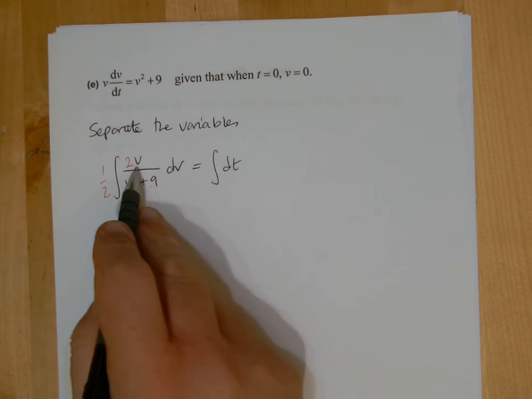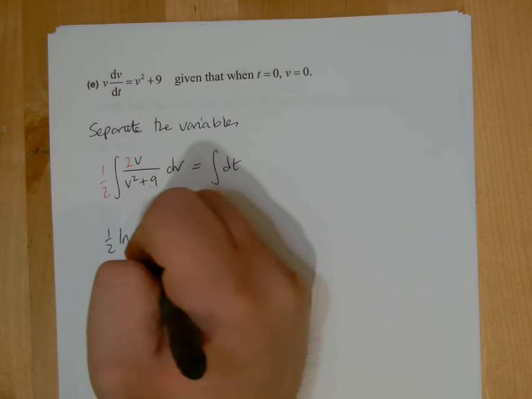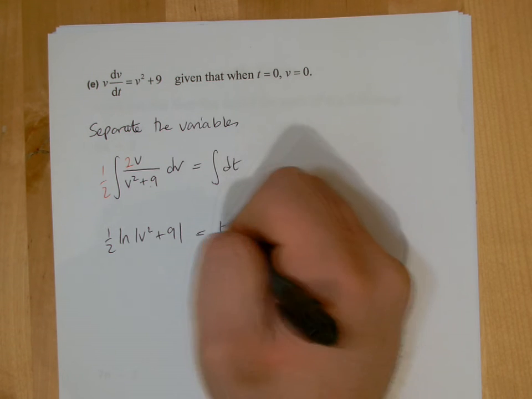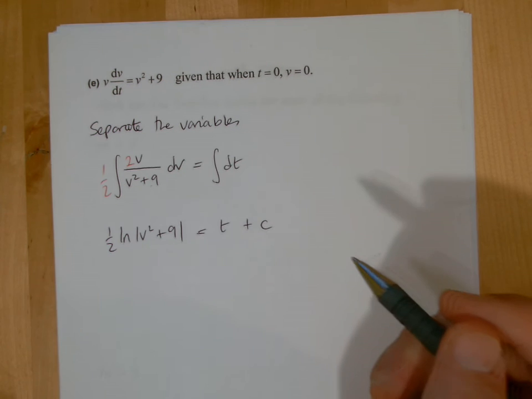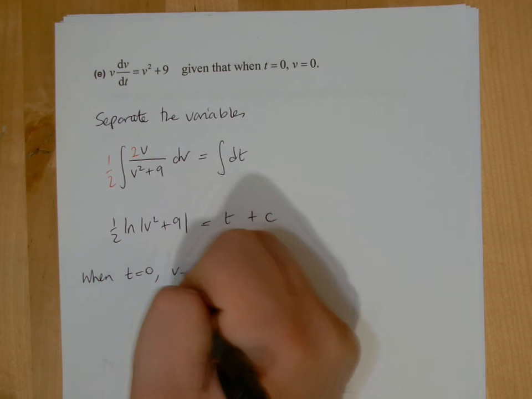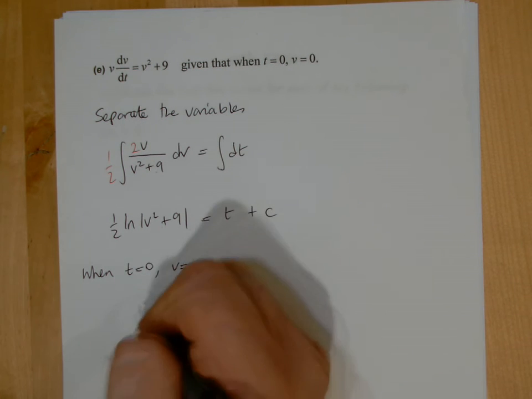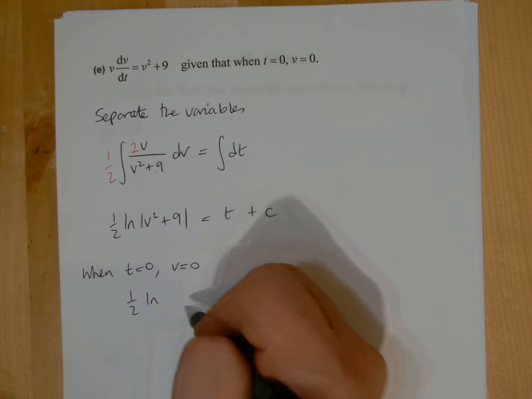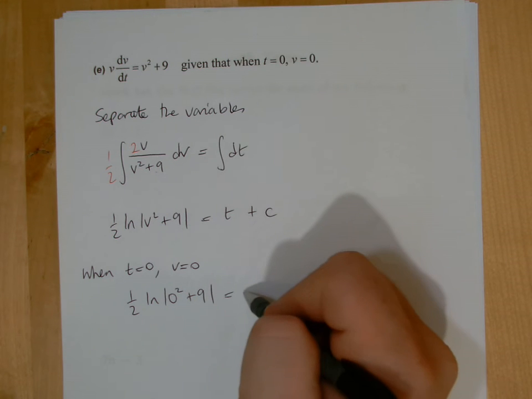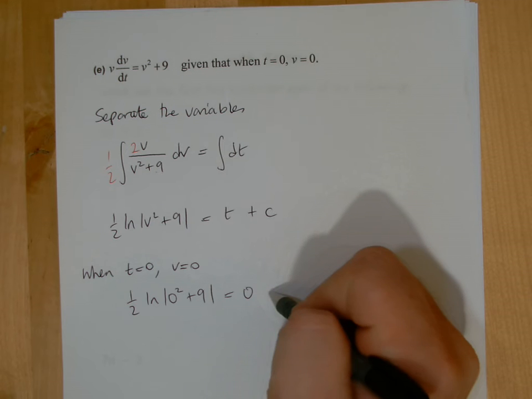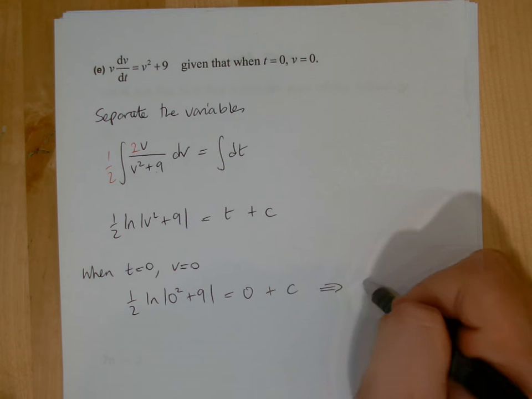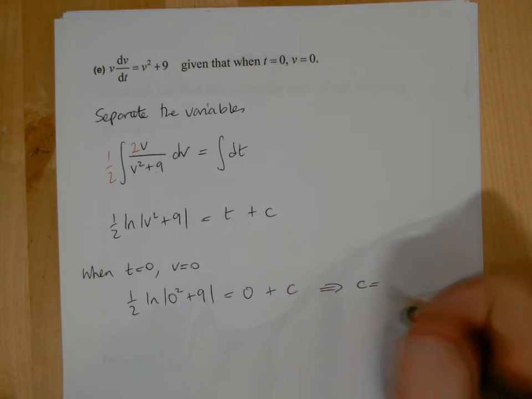So the derivative of this is 2v, so it'll be half ln of v squared plus 9 equals, well, the integral of 1 dt, so that'll just be t, plus then the constant. Okay, so then when t is 0, v is 0. Okay, so we've got half ln of 0 squared plus 9 equals, well, 0 for t, plus c. Okay, so that means then c is going to equal, well, you've got half ln of 9.